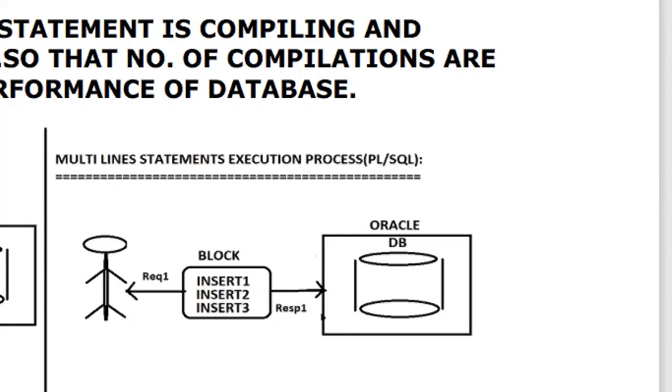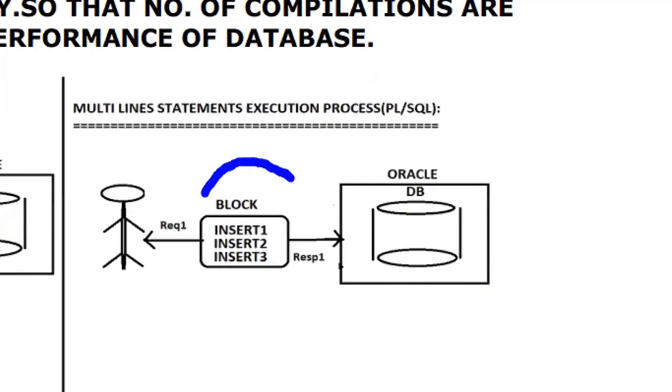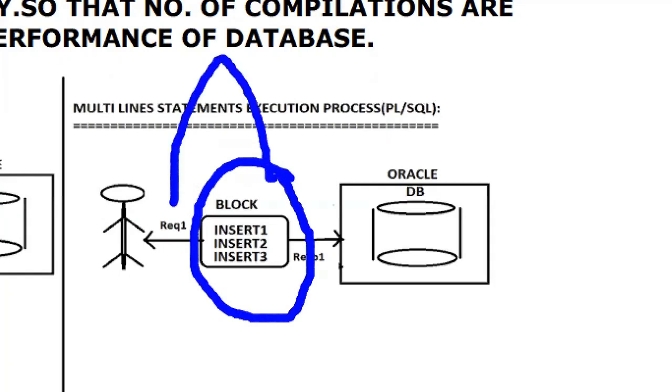When you keep them like this, then what happens here? This entire block, whatever you write, these entire block statements will be taken as how many requests? One request. So a block is nothing but a set of statements, but every block will be taken as one request. So treat it as one request. One request means how many compilations? One compilation, execution, sending response.